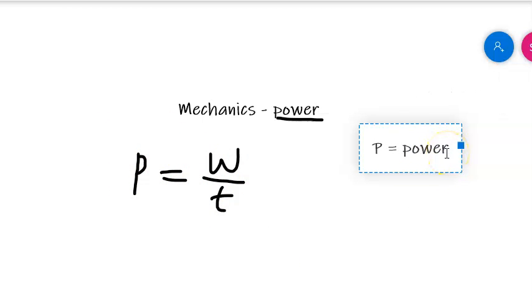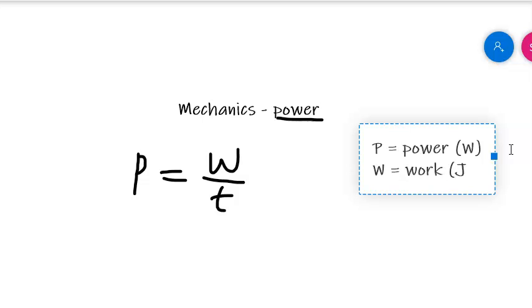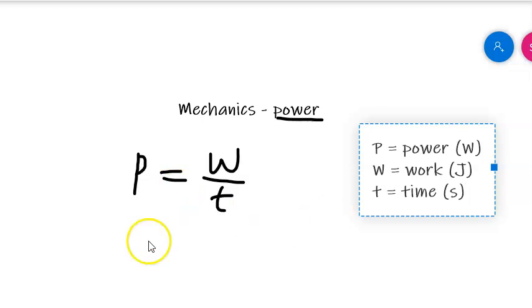Power is measured in watts, W-A-T-T-S. When you come up with your answer, you can just put watts, or it should be a capital W for watts. We've also got in this equation work, which we just worked out in the last video, measured in joules. T is time, which is measured in seconds. So we'll look at an example.